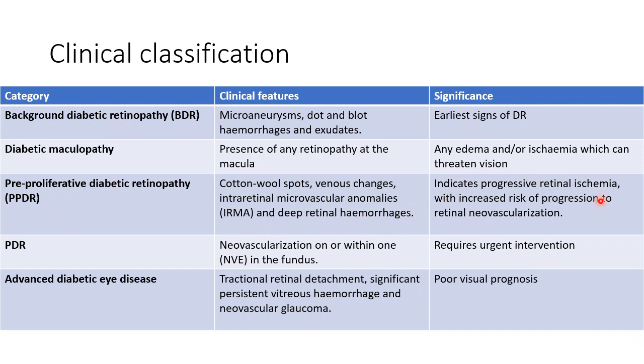This indicates progressive retinal ischemia with increased risk of progression of retinal neovascularization, or PDR. That is why it's called pre-proliferative. PDR, you know what PDR is, and PDR requires urgent intervention.